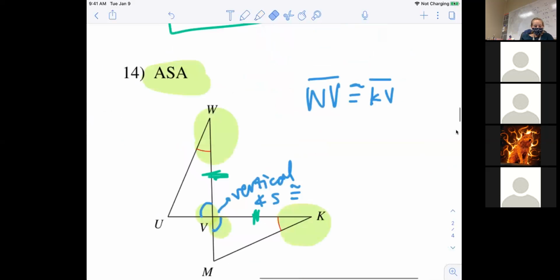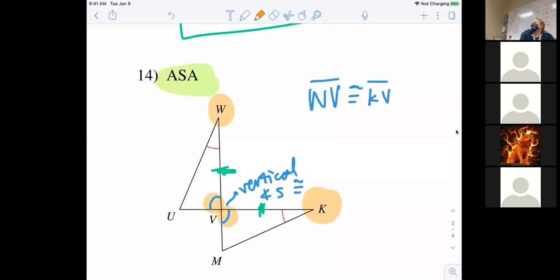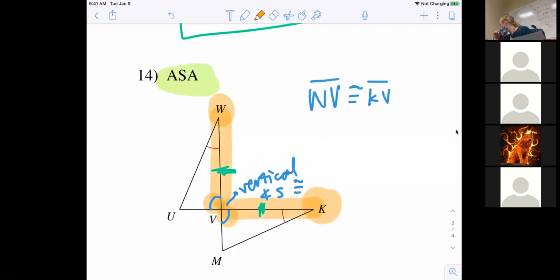All right, this is the last one I have the answers up for. So I've got another ASA. Wow, I didn't make this very hard at all. W and K, and then I had vertical angles again. Since again, it was ASA, I need the side to be between the two angles, which was WV and KV. All right, questions so far?